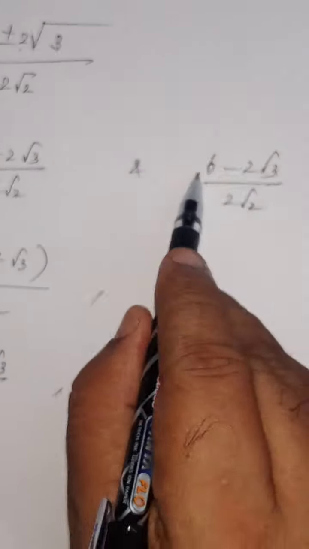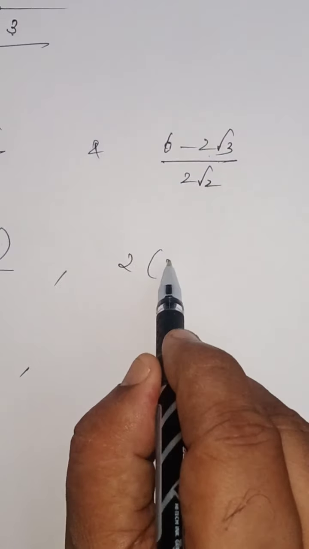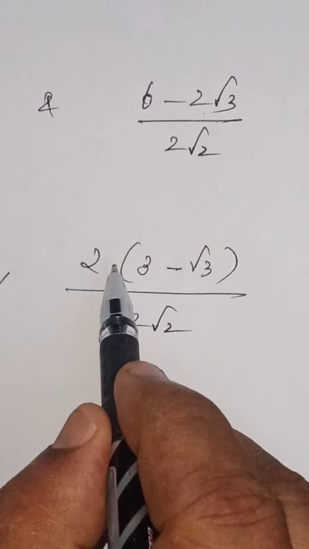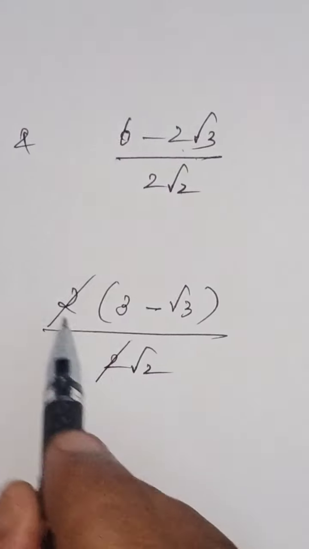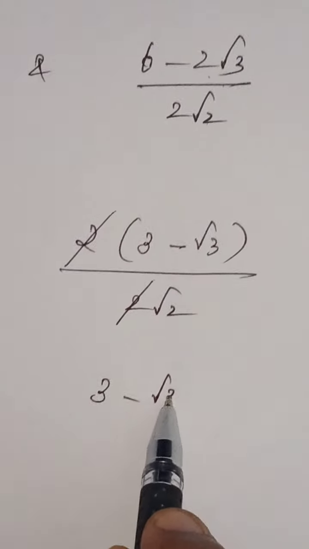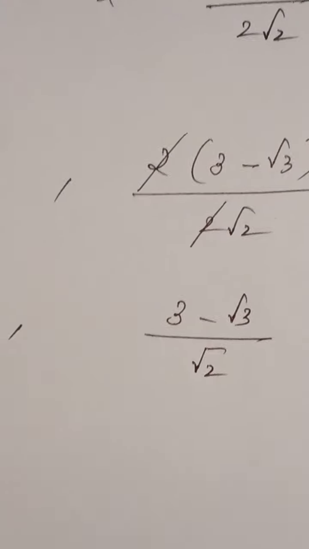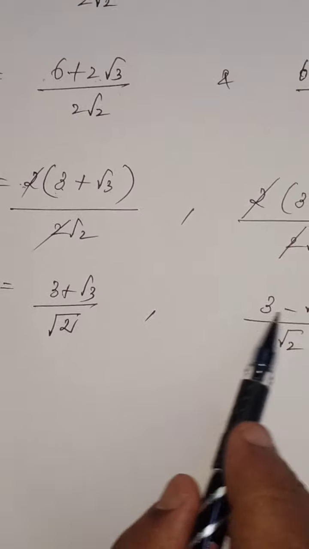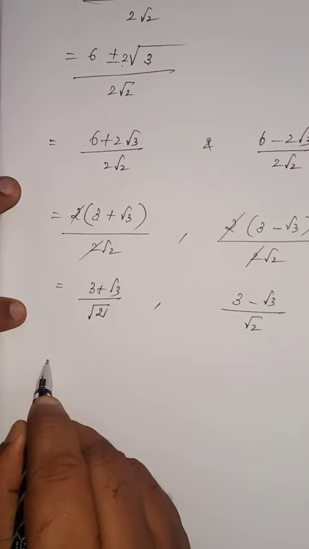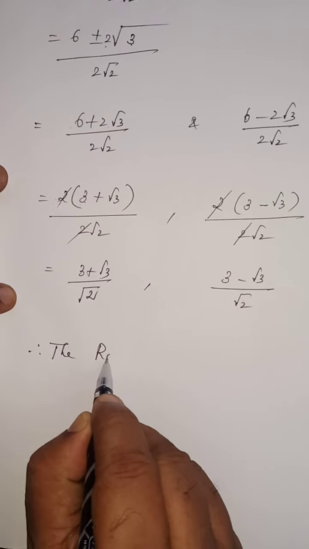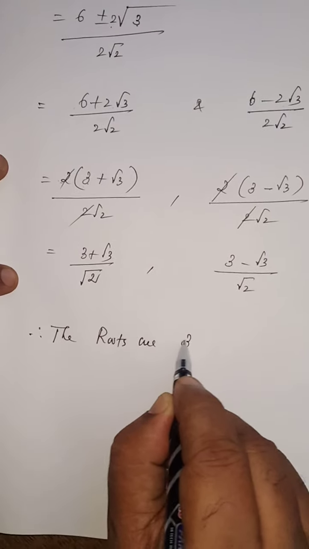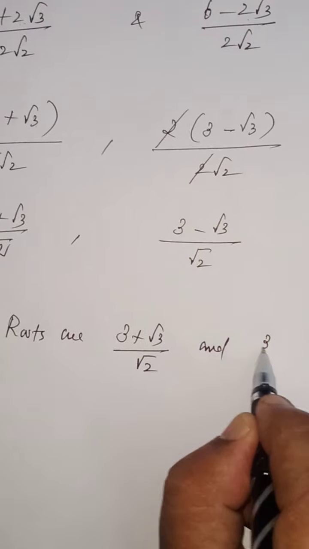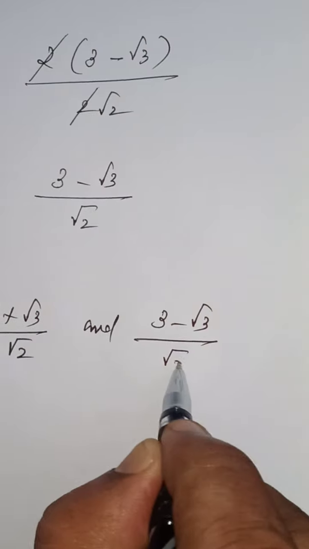Next, here also we can take 2 as common. If you take 2 as common, you will be getting 3 minus root 3 divided by 2 root 2. So outside the 2, here 2 gets cancelled. We will be getting 3 minus root 3 divided by root 2. Okay, these two cannot be added, these two cannot be subtracted. That's all, you can write that as the answer. Therefore the roots are 3 plus root 3 by root 2 and 3 minus root 3 divided by root 2.